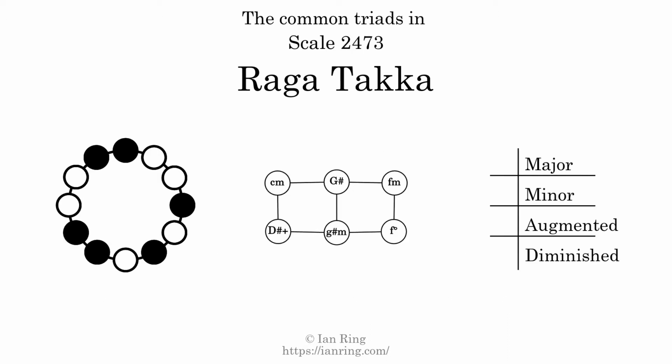1001101010001. Here are the common triads present in this scale. The diagram in the center is a graph of parsimonious voice leading between triads.